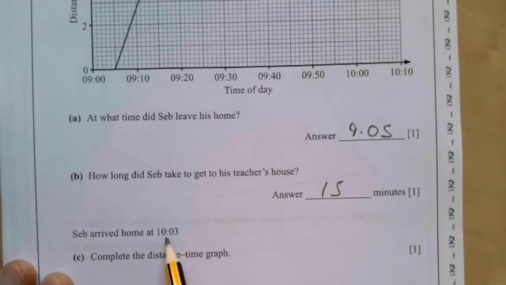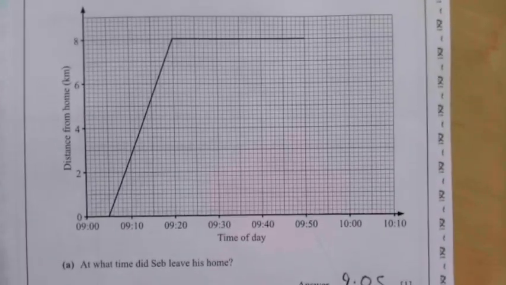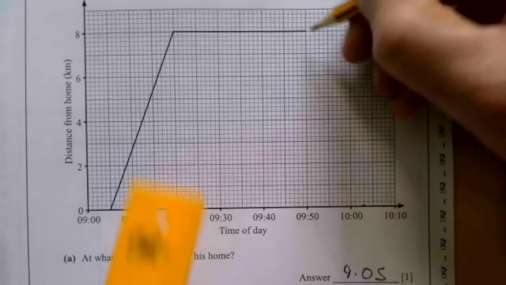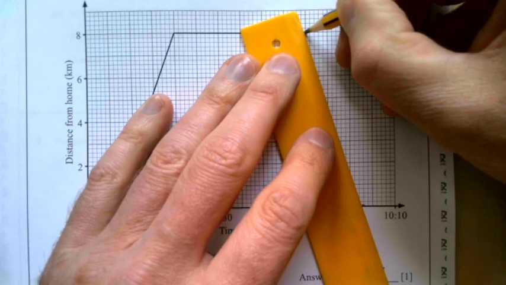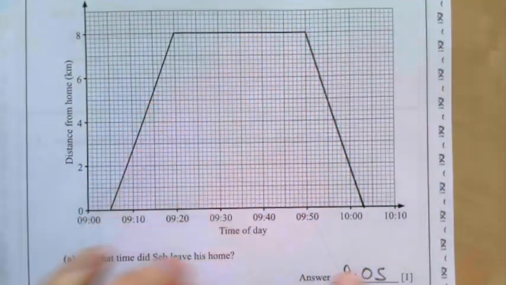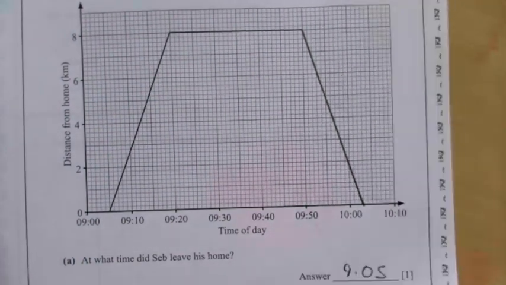Seb arrived home at 10:03. Complete the distance time graph. So 10:03, I think we can see then it's going to be here. And so if we join it up like this, that then is the end of the distance time graph.